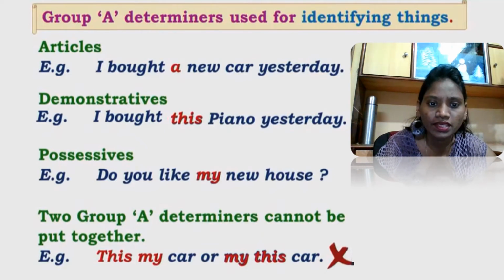Two group A determiners cannot be put together. For example, this is my car or my this car. So this is incorrect. We can't put them together.